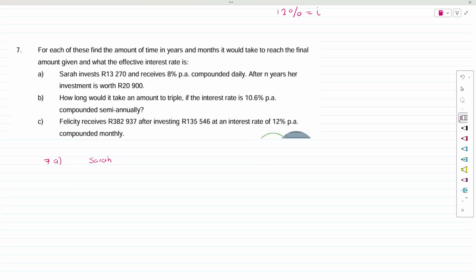A lot of people are going to go and use future value. But this is a simple question, right? It is really simple. It's just compound interest because we're not worried about calculating the monthly payments or anything like that. It's just a one-time investment. It's a lump sum of money. So she invests 13,270. It ends up as 20,900, and the interest rate is 8% compounded daily.